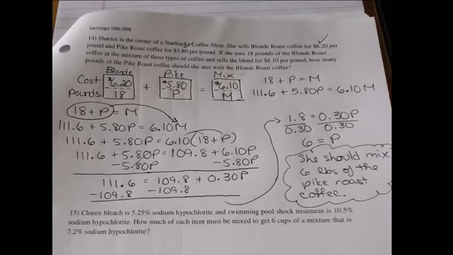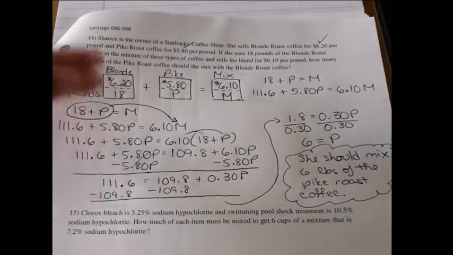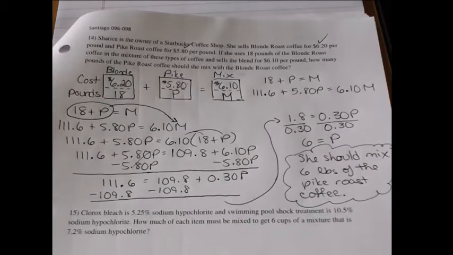Not bad, right? This one looked different because we knew the weight of the blonde roast instead of what we had last time, which is the weight of the mixture. And that's not a big deal. All you have to do is carefully organize the information and put everything where it belongs.